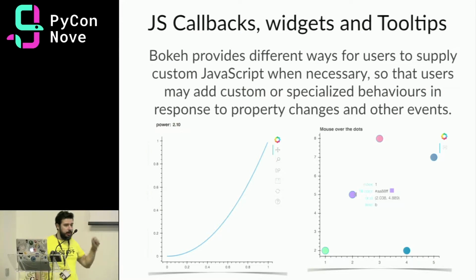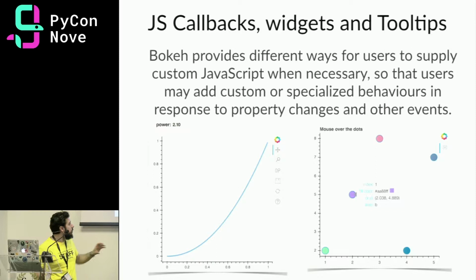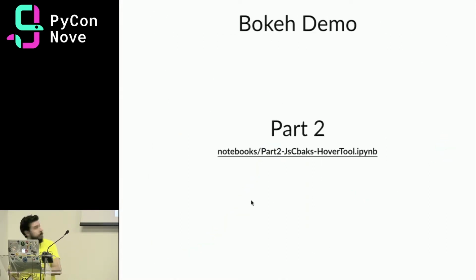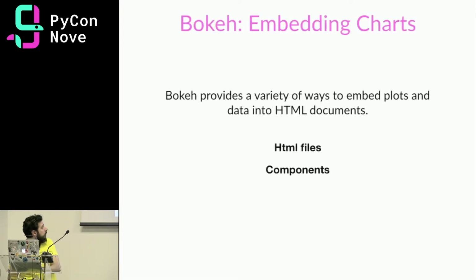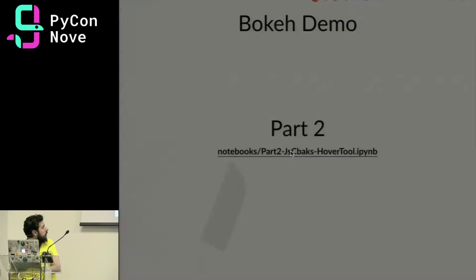Or you can embed within the Python code of the Bokeh chart also a widget. A widget in this case is a slider to increase or decrease the power of the line I plotted.